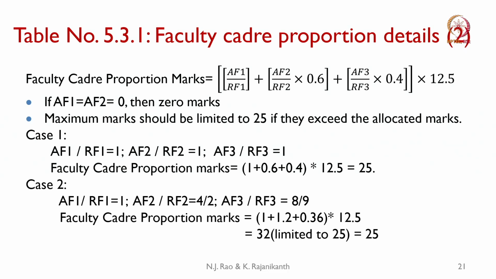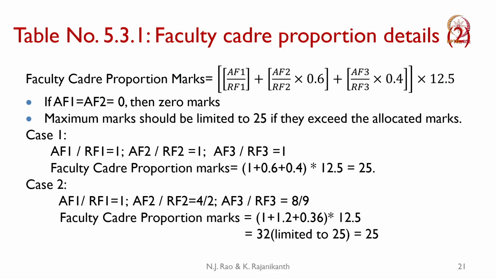So, first restriction is, if there are no professors and no associate professors, that means AF1 is equal to AF2 is equal to 0, then independent of how many assistant professors are there in the department, the marks awarded would be 0. So, AF3 by RF3 into 0.4 calculation goes null and void. The total marks awarded will become simply 0. You must have at least one professor or associate professor for the ratios to work.